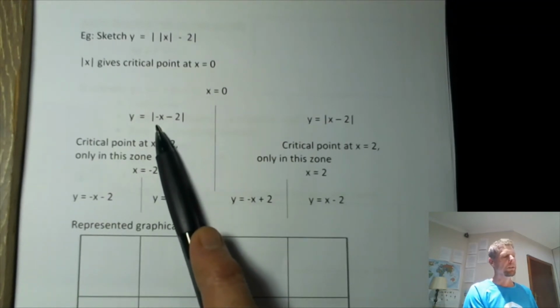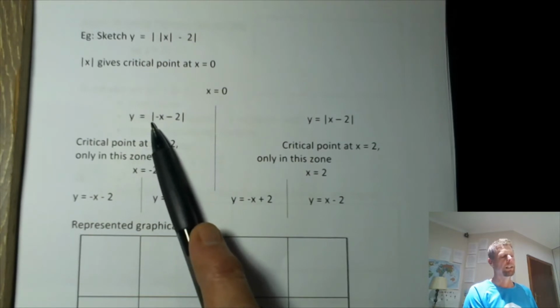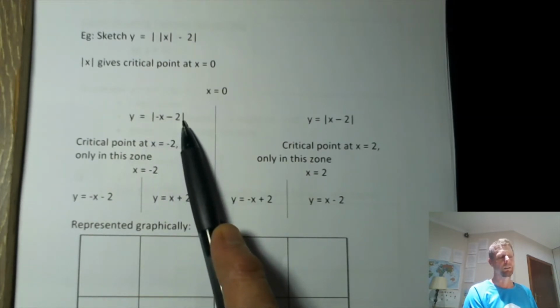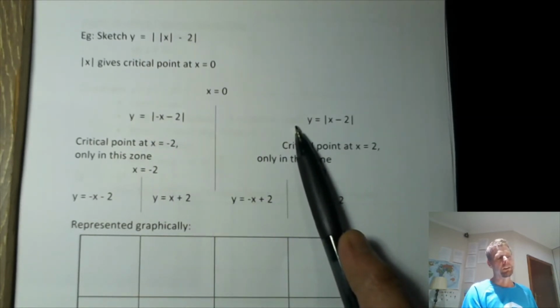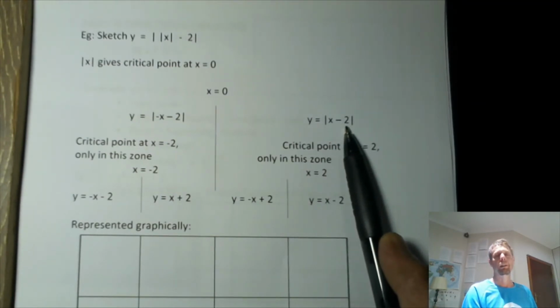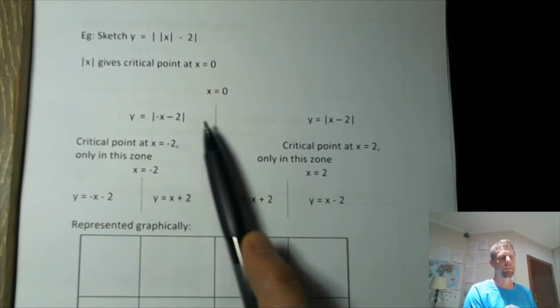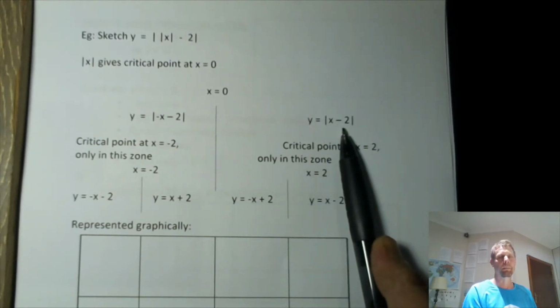If x is below 0, then mod x becomes minus x. So now we've got y equals mod of minus x minus 2. If x is above 0, it just remains x. So y equals mod of x minus 2. So we've got rid of one of the inner mod signs already. But now we've got to remember this equation only applies where x is smaller than 0, and this one only applies where x is bigger than 0.